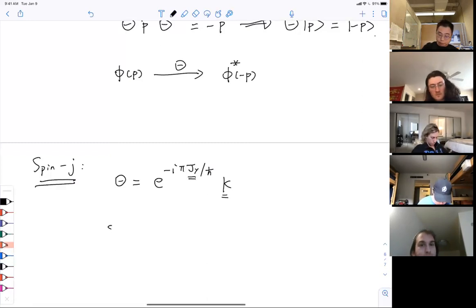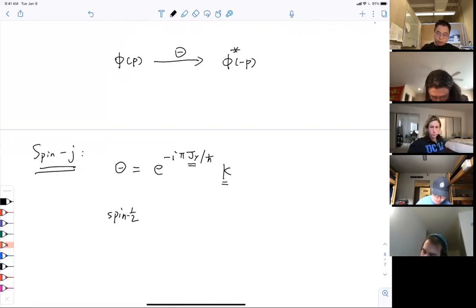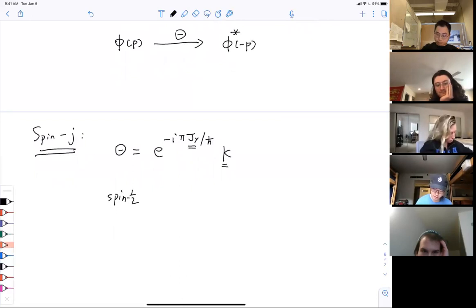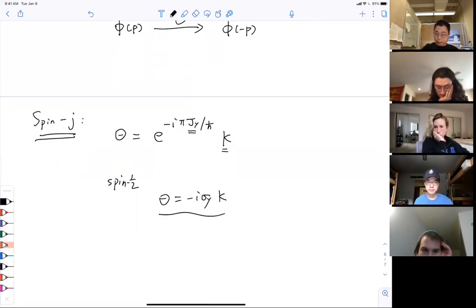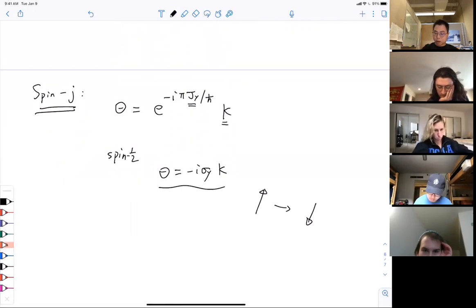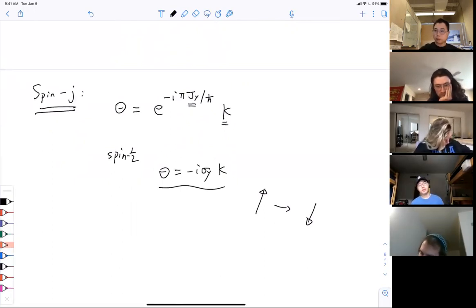For example, for the spin 1/2 case, which is the most common example we often use because all electrons have spin 1/2, it is this in this case. Basically, under this time reversal operation, your direction of spin flips. That also makes sense, and that's why we define time reversal in this way. You can check it by yourself. It's also in the Sakurai textbook.